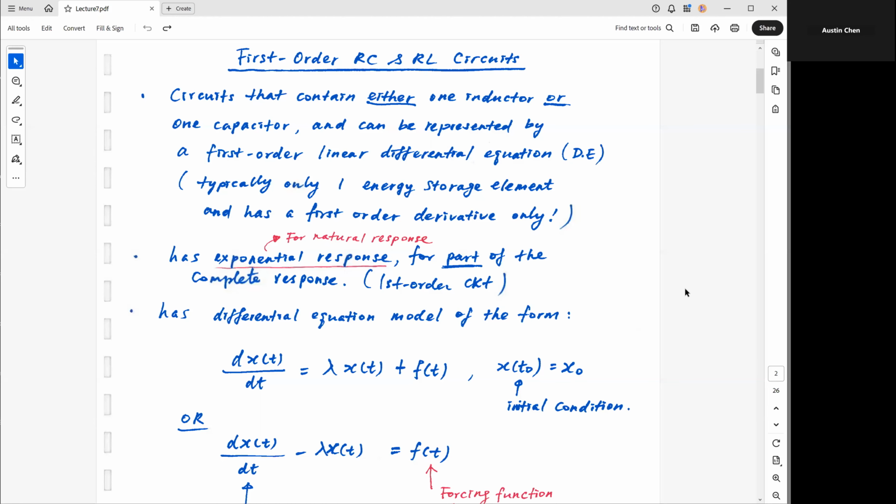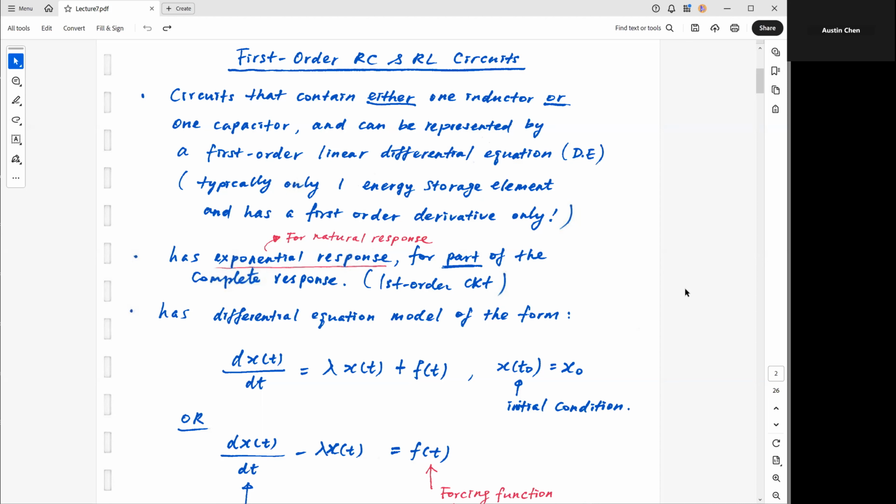Hello. In this part of the lecture, we will look at the first order RC and RL circuits. I would like to first go over some properties of the circuits, and then we will look at the first order differential equation and the solution for RC and RL circuits. Then we will move on to talk about problem solving procedures and go through a few examples.